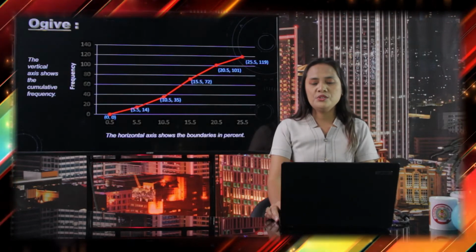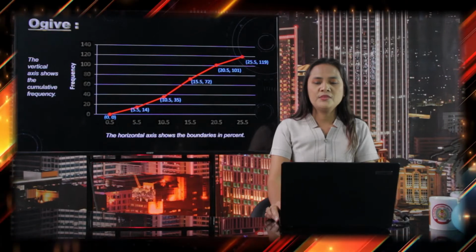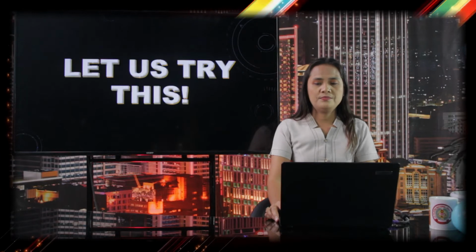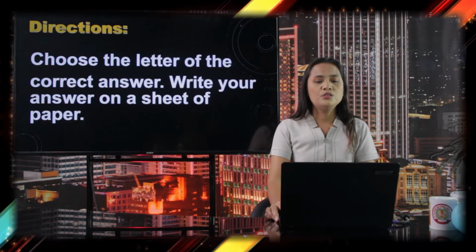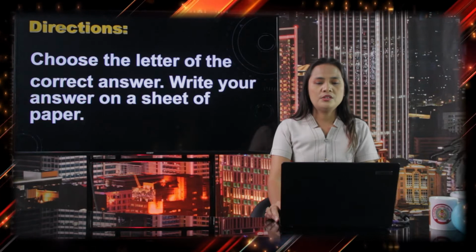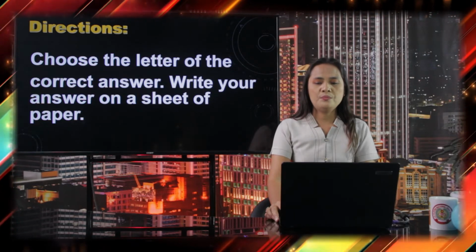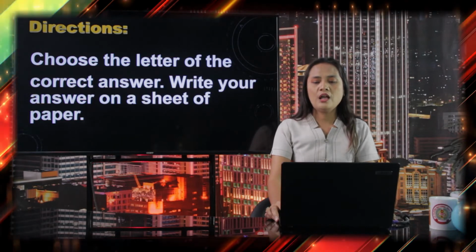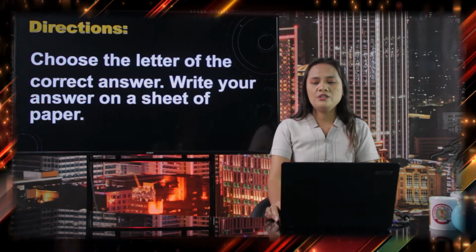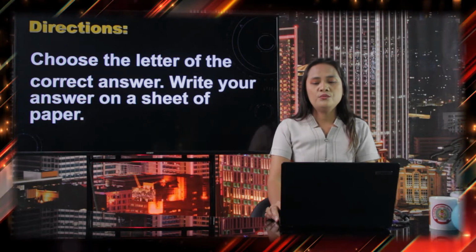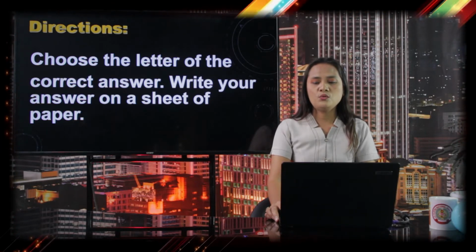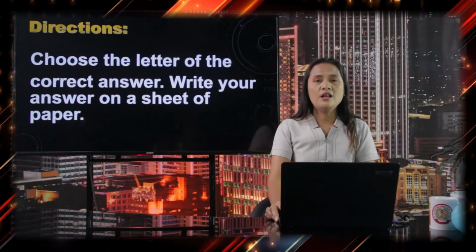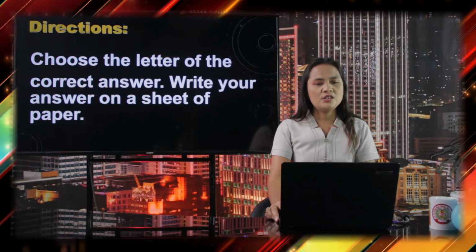Now, let us proceed to our activity. Kindly prepare your pen and paper. Let us try this. We have here the directions. Choose the letter of the correct answer. Write your answer on a sheet of paper. You will be given 4 seconds to answer each question. After 4 seconds, I will reveal the correct answer. First, let us refer to the statement to answer the following questions. I will read the statement twice. Are you ready? Let us start.